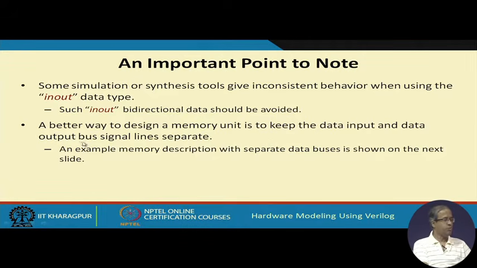So, what we do? We keep the data input and data output lines separate, and then we will see how we can make it bidirectional. First, let us do it in one step. First step says data input and output lines are kept separate.